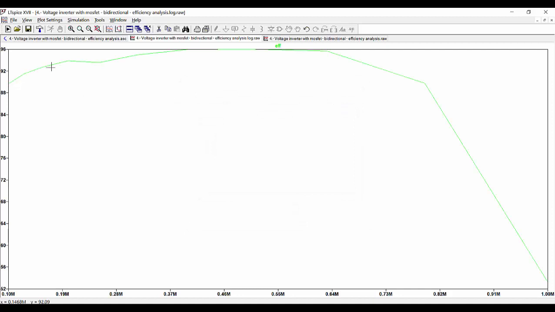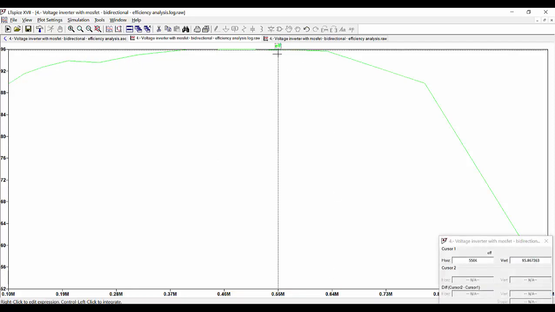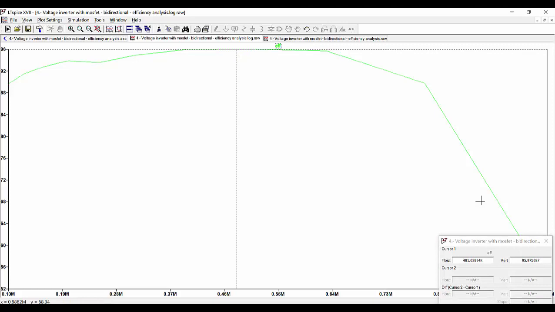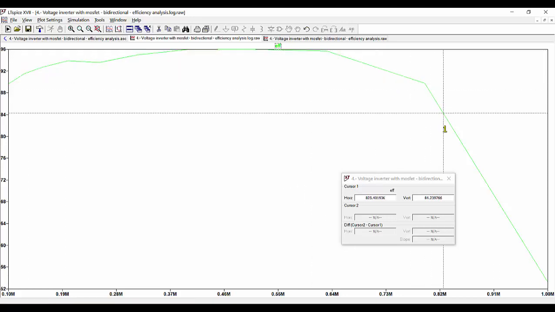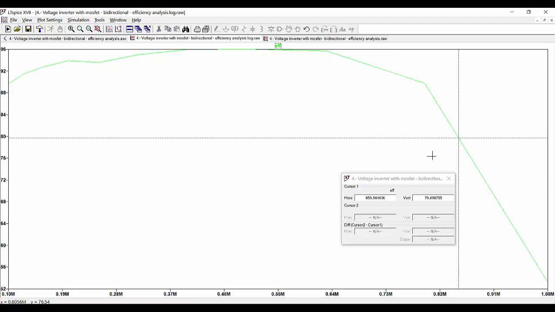So we can see in green how the efficiency is increasing when we increase the operating frequency. The maximum value will be around here, so it can reach almost 96% at a frequency around 500 kHz. So this will be the optimum operating frequency for our converter. If we increase the frequency beyond this value, then the efficiency is going to decrease because we are increasing the switching losses.